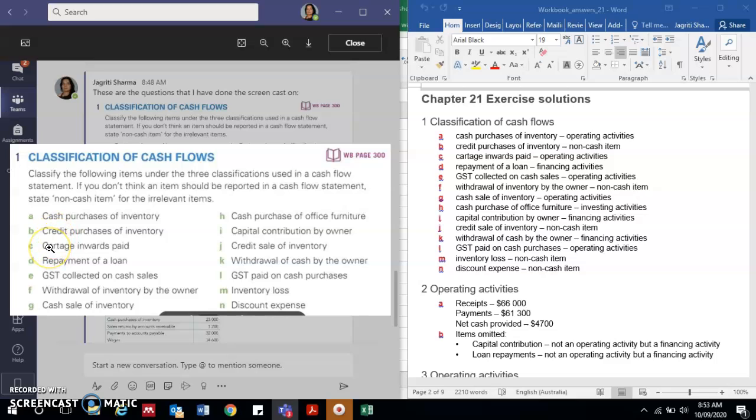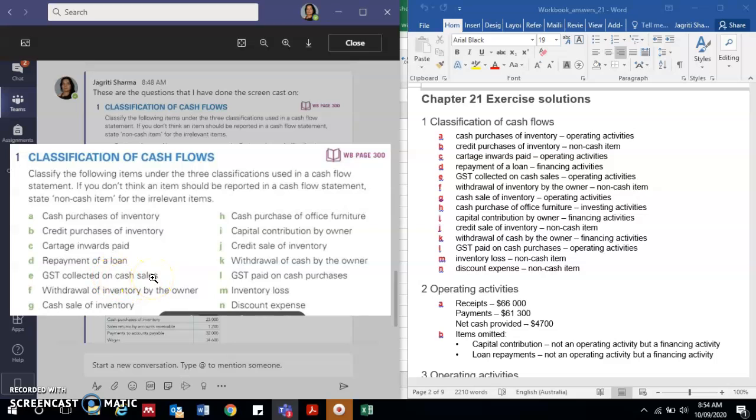Okay, cartage inwards paid, again this is an operating activity. It is a cash flow, so when you made the payment, it is going to be a part of your operating activity. Okay, repayment of loan, again cash is flowing out, so loan is our financing activity, so my answer is going to be financing activities. Okay, GST collected on cash sales. Again it is an inflow of my business. It is a part of my operating activity.